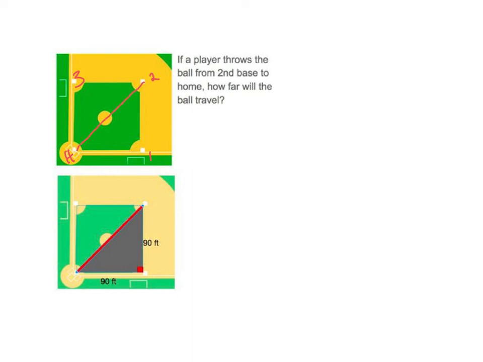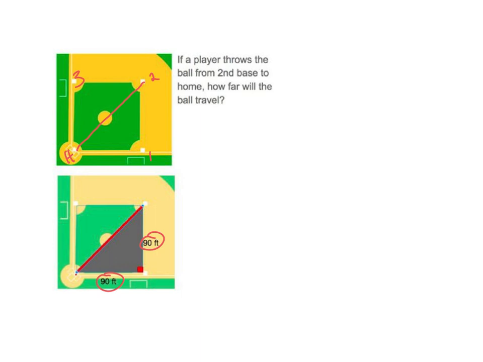This happens if a player is trying to steal second base. We're saying second base to home, so maybe the second baseman has the ball and has to throw it to the catcher because someone's trying to score a run. But in order to figure this out, we would have to know that the bases are 90 feet apart. That might not be true in middle school baseball, but it is true in high school, college, and pro baseball. So from home to first is 90 feet. From first to second is 90 feet.